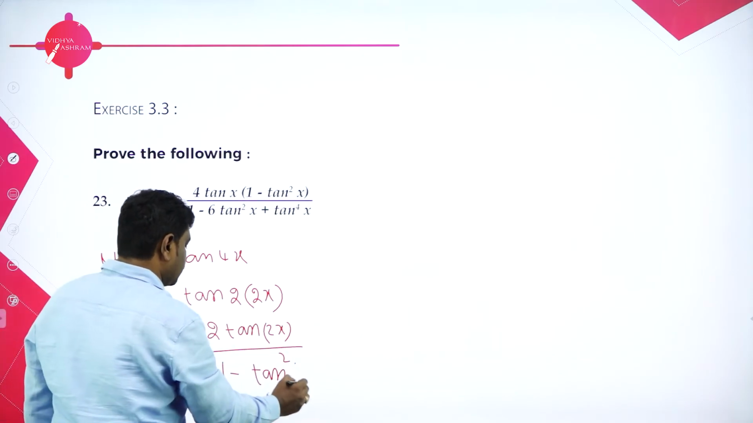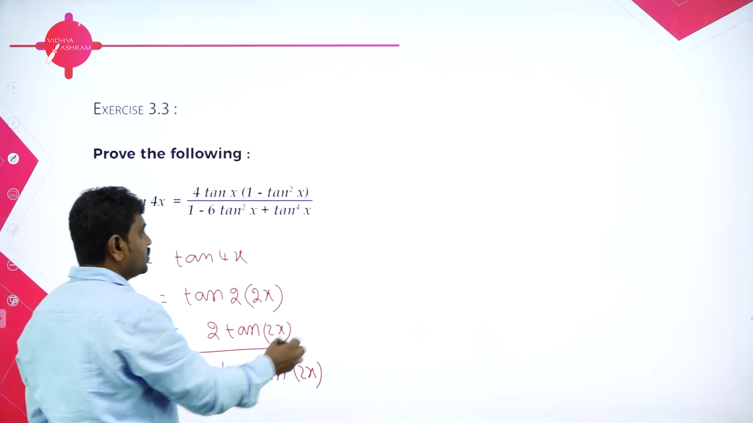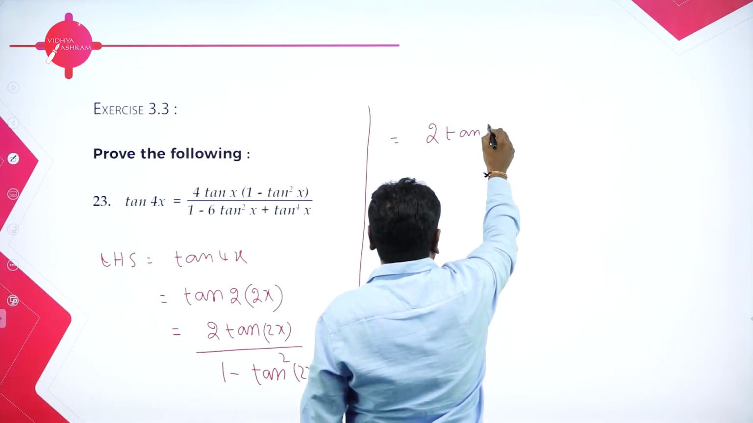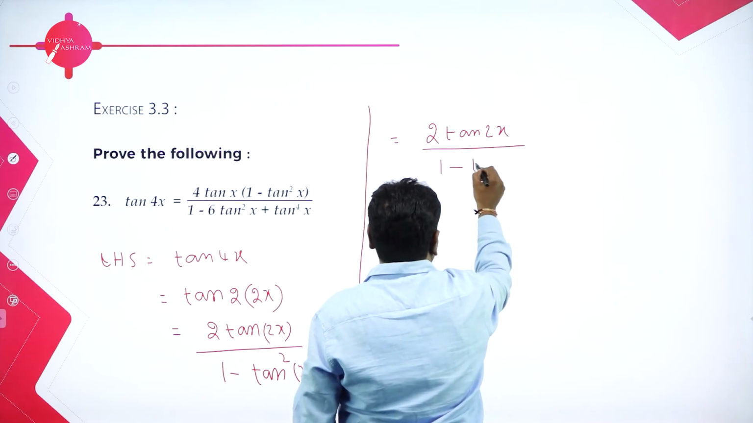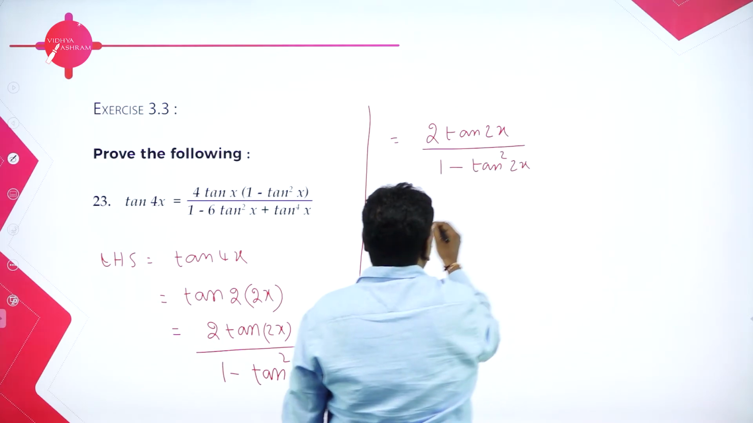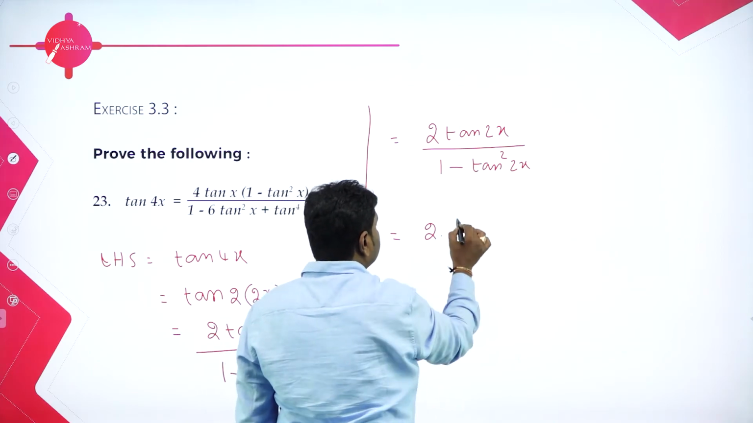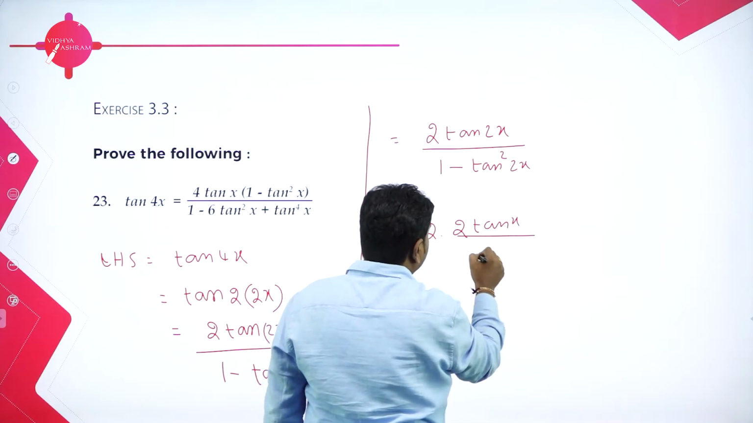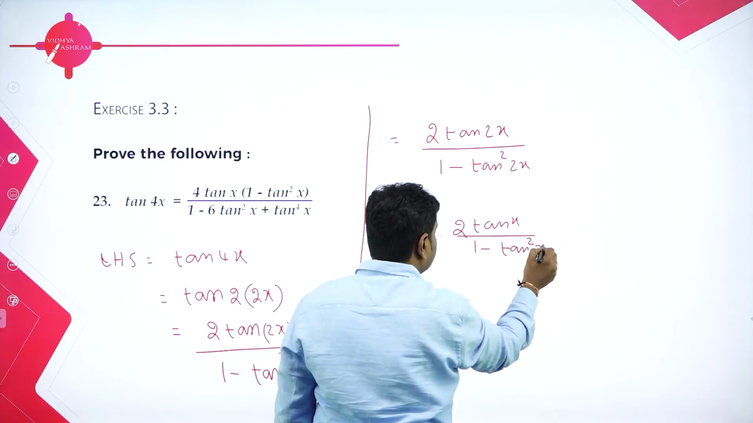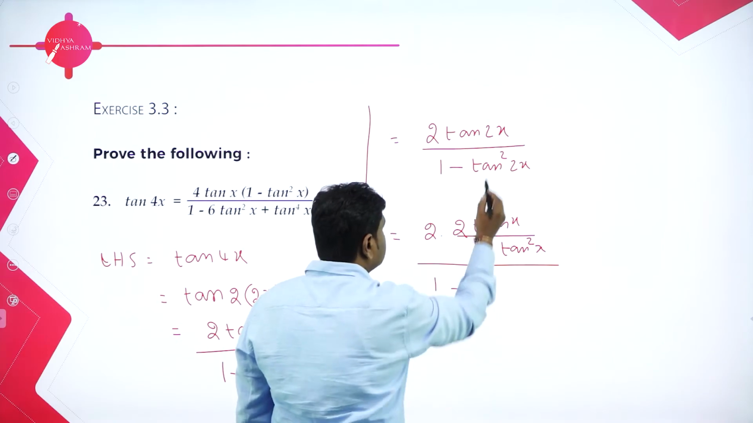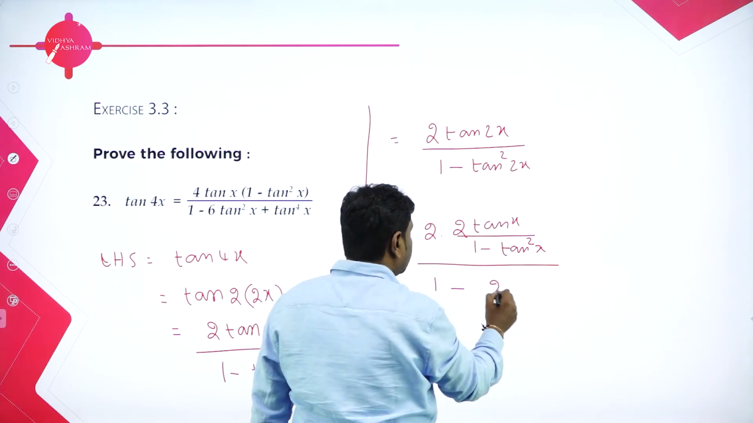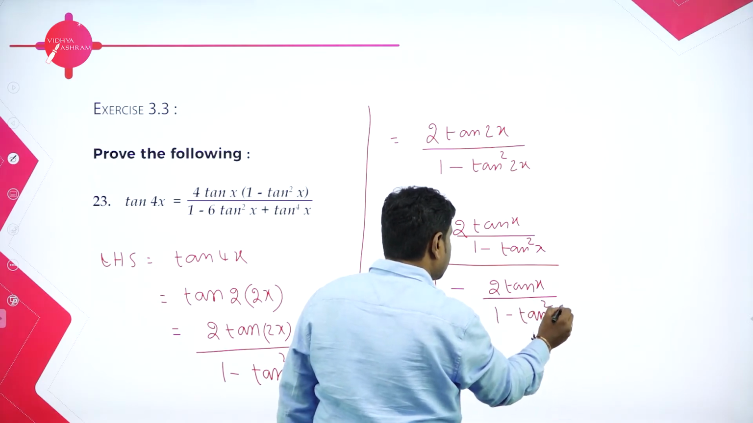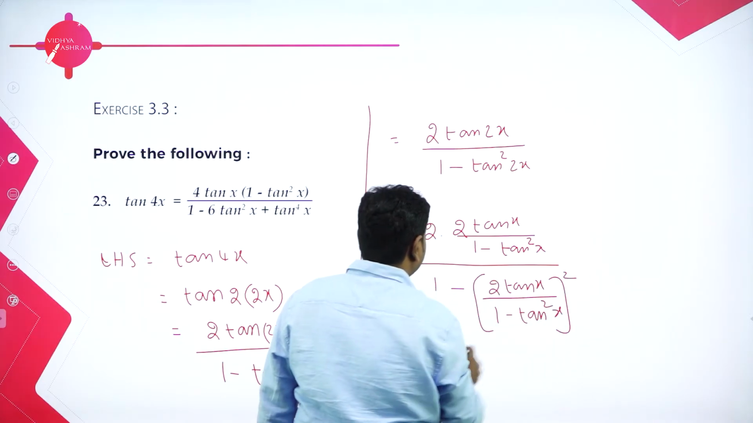Tan square 2x. Again, this tan 2x, you apply the formula. Further, I can write 2 tan 2x divided by 1 minus tan square 2x. What is tan 2x? You know tan 2x can be written as 2 tan x divided by 1 minus tan square x. Denominator 1 minus, again tan square 2x can be written as 2 tan x divided by 1 minus tan square x whole square. Further, we will simplify.